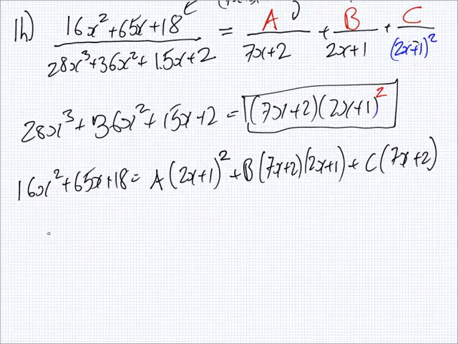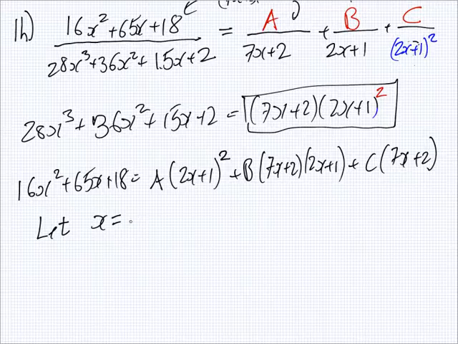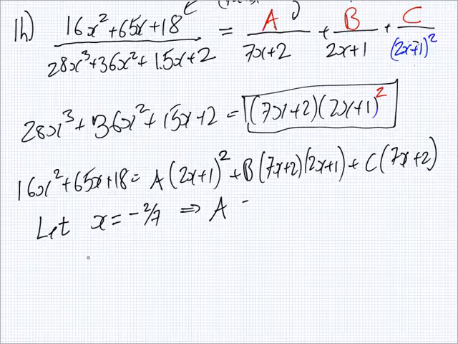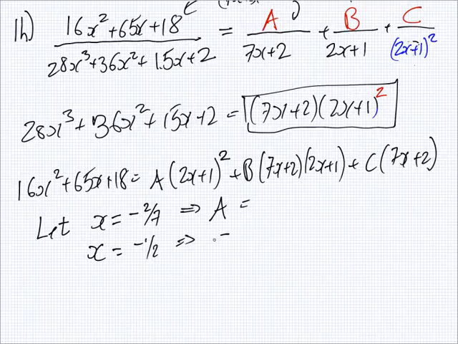Right, if I want the A, what should I let x equal to? Minus 2 over 7. Good, and this will give me the A. If I want the B, can I get the B easily? No. I can get the C though, and then use them, yeah. What should I use to get the C then? Minus 1 over 2. That will give me the C.